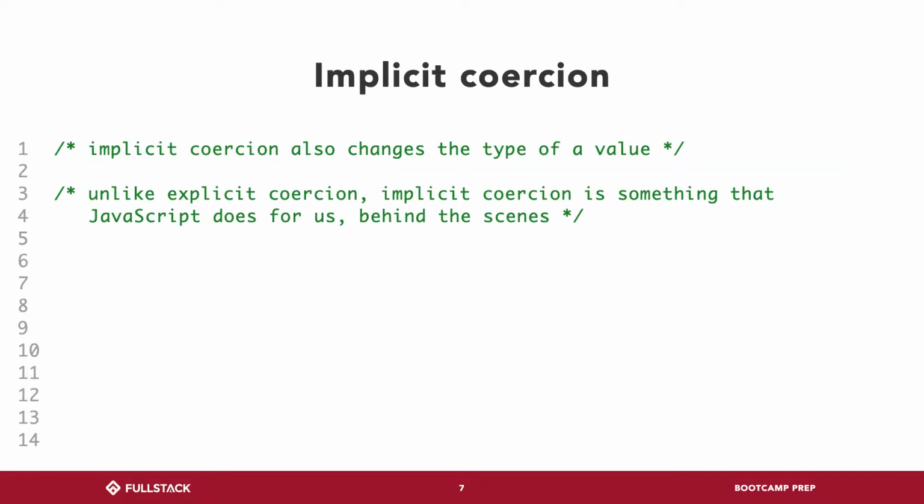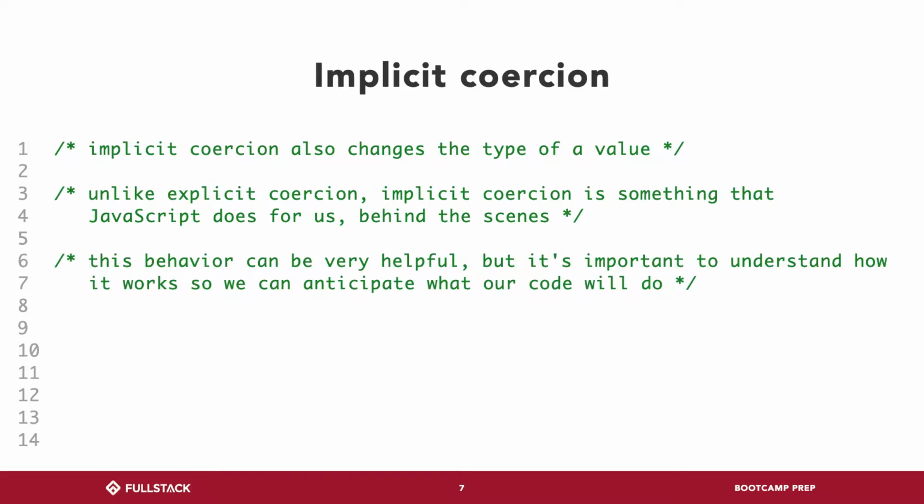Implicit coercion also changes the type of a value, but unlike explicit coercion, implicit coercion is something that JavaScript does for us behind the scenes, okay? This behavior can be helpful. I think it's very helpful, but it's important to understand how it works so we can anticipate what our code will be doing, okay?